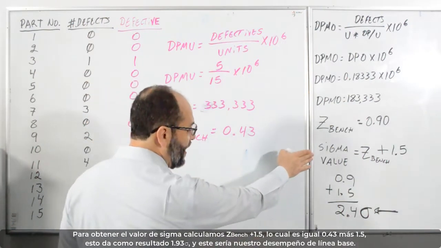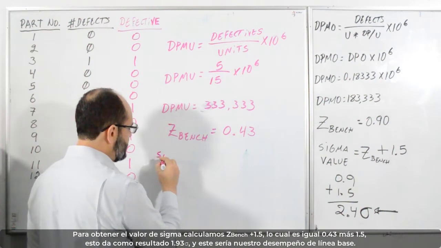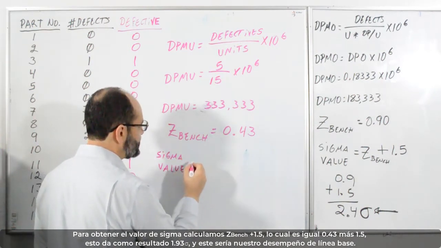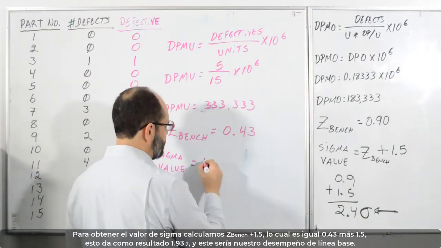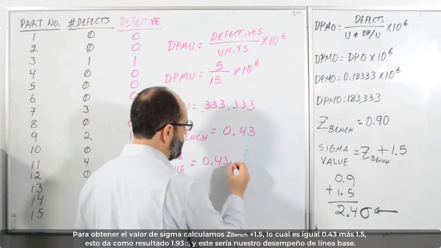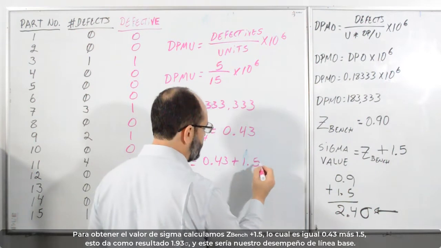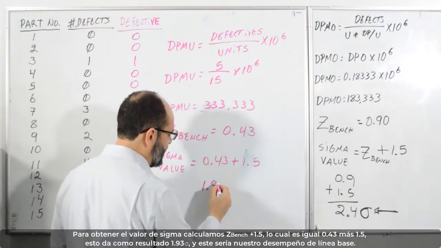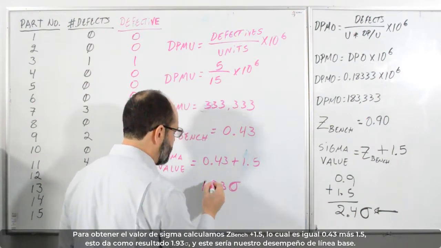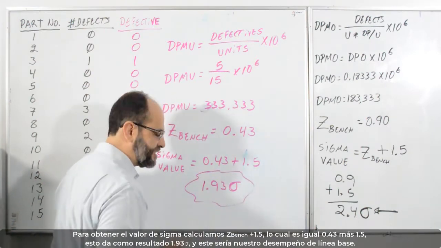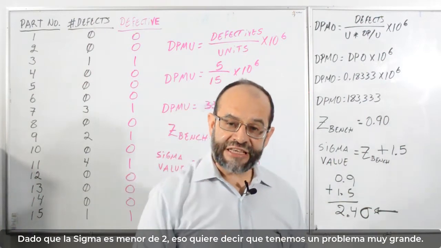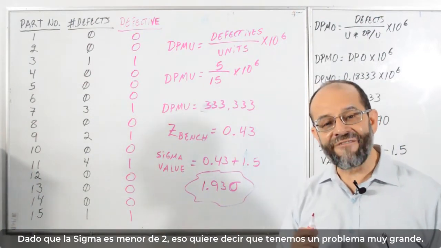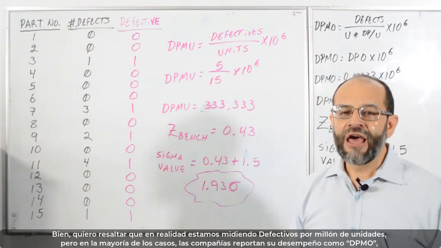To get the sigma value, same definition, sigma value is equal to 0.43 plus 1.5. That is a sigma of 1.93 sigma. And that would be our baseline performance. Because the sigma is smaller than 2, that means that we are having a very big problem.